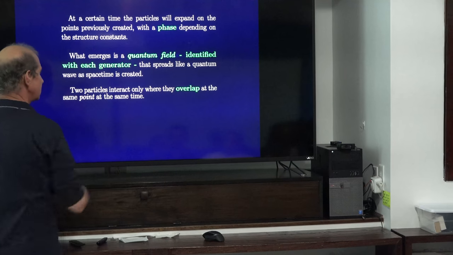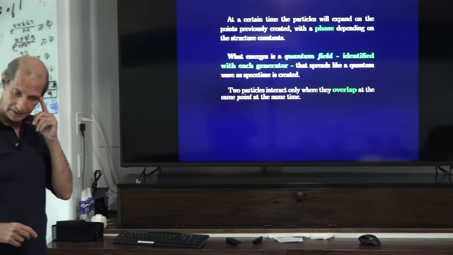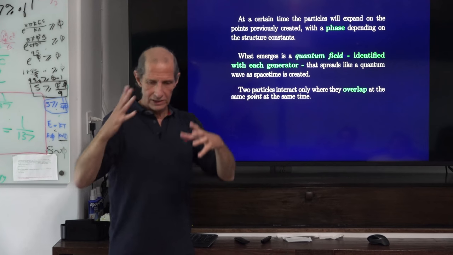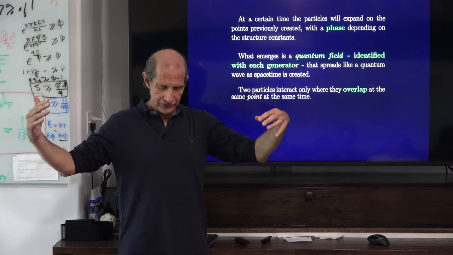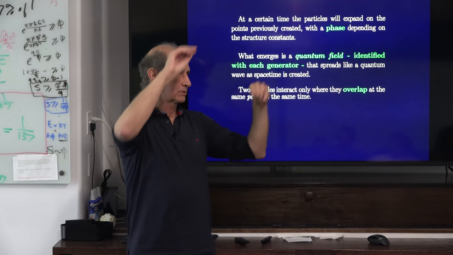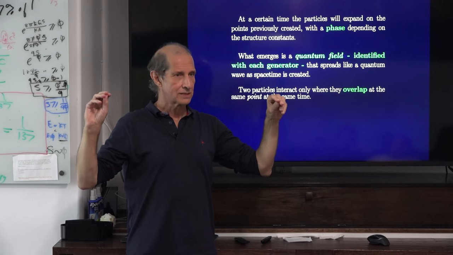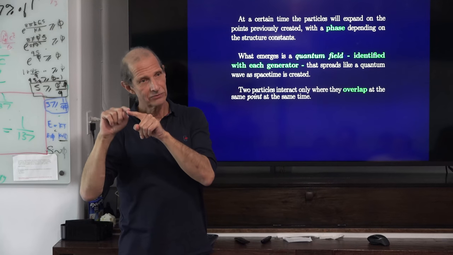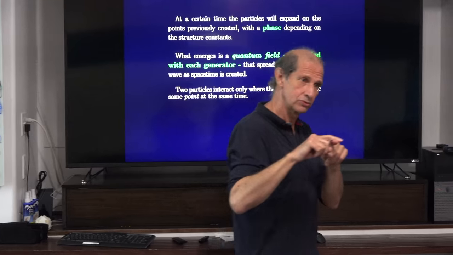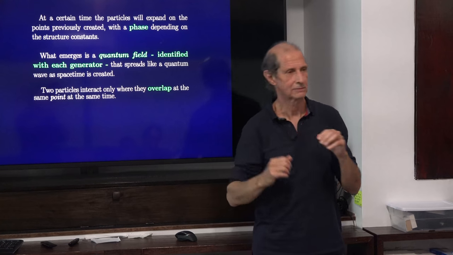Two particles interact only where they overlap at the same point. This is another condition which is very important. So it's again locality, but reversed. When you have imagined that after a certain amount of time, you get your particle that can be here, there, or there with some probability and with some momentum, how do particles interact at that time? Only the part of the field that overlaps at the same point is allowed to interact according to the Lie algebra rules. Okay? Sorry. Yes.